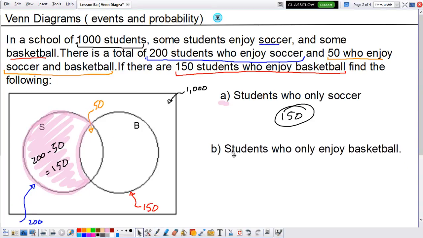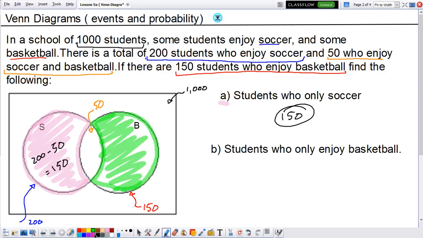Now, here we just want those students who only enjoy basketball. I'm sorry. So now, again, which region are we interested in? So here's the region for basketball. We want those who only enjoy basketball. We don't want anyone who enjoys soccer as well. So this is the region that we're interested in. This is a region that talks about just basketball.